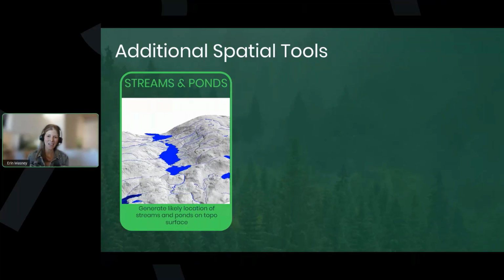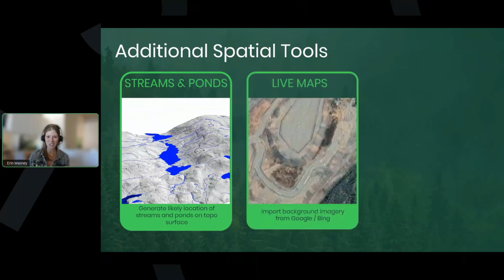So it allows us to generate the likely location of streams and ponds on your landscape. Very useful, of course, when you're planning roads, planning sites, understanding where the water is quite important. The second tool we're going to cover within this little box is called Live Maps.